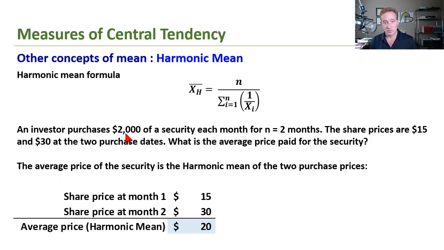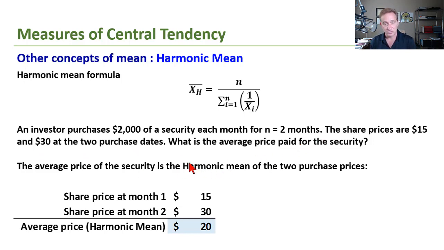Then here's just an example. An investor purchases $2,000 of a security each month for n equals 2 months. So that means if you're the investor, you invest $2,000 this month, and next month you invest $2,000 as well, the same amount. However, you're buying a stock where the share price was only $15 on the first month when you spent $2,000, so you could purchase 133 shares. On the second month, when you invest another $2,000, the price is doubled to $30, and so you can only get, looks like, almost 67 shares.